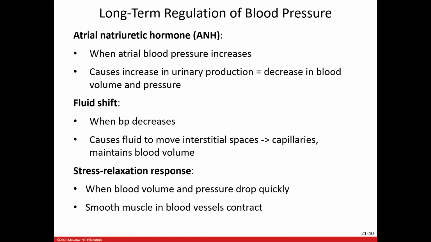And the last one that your book goes over is the stress relaxation response. And this is just when we have a large drop in blood volume and thus blood pressure. Ultimately, you're going to have smooth muscle within those blood vessels contract. Again, they're going to vasoconstrict, tightening down, and that's going to increase blood pressure.